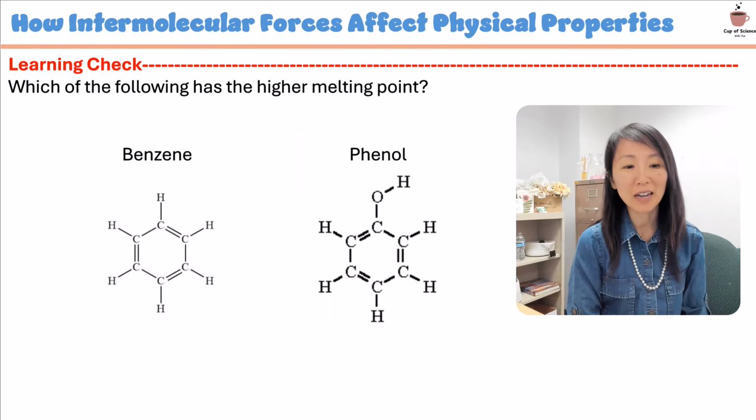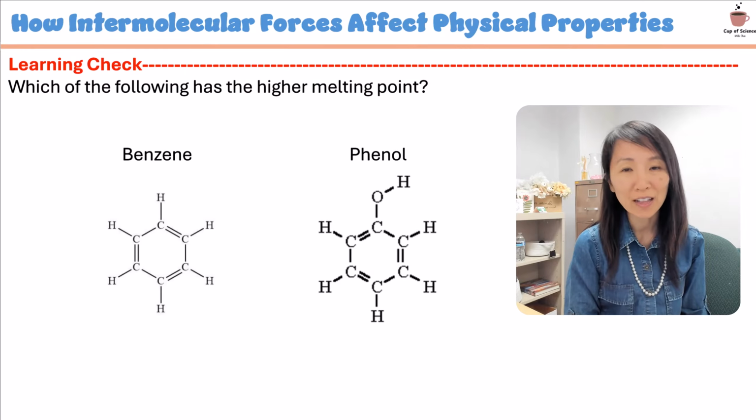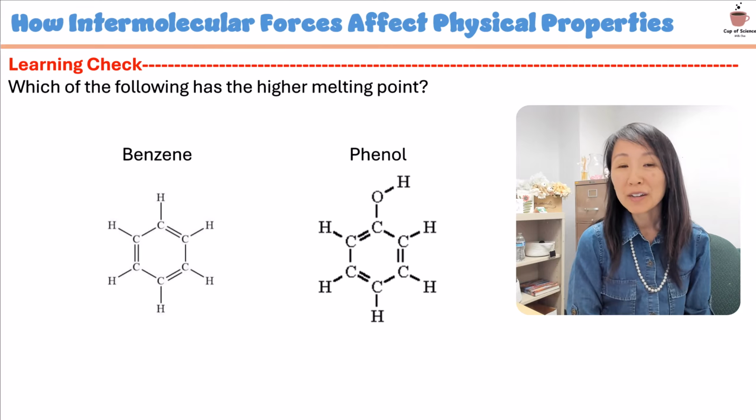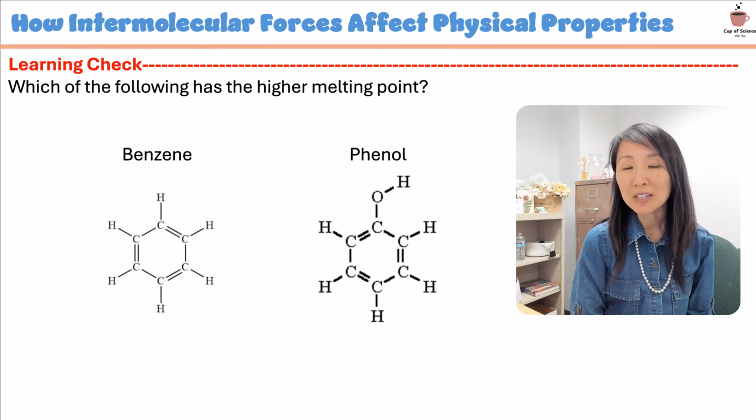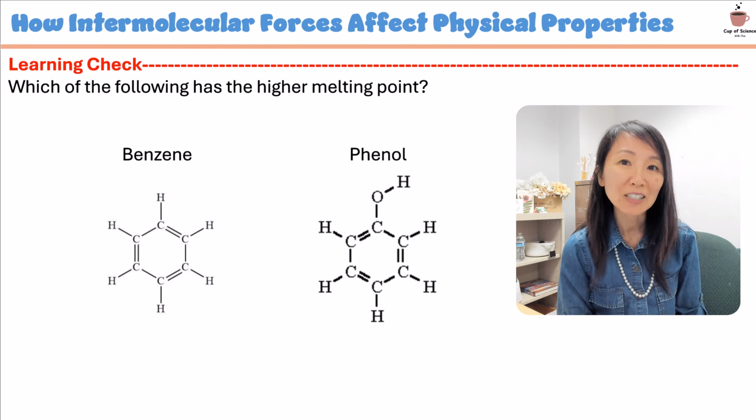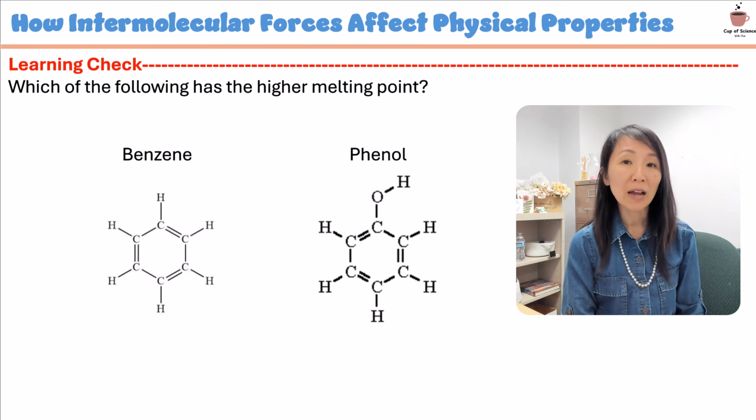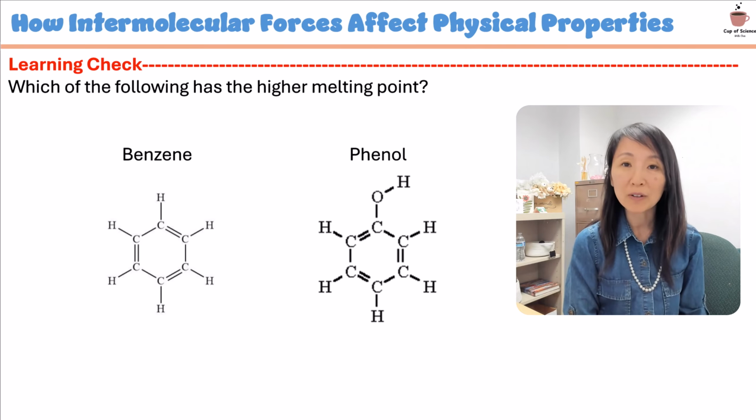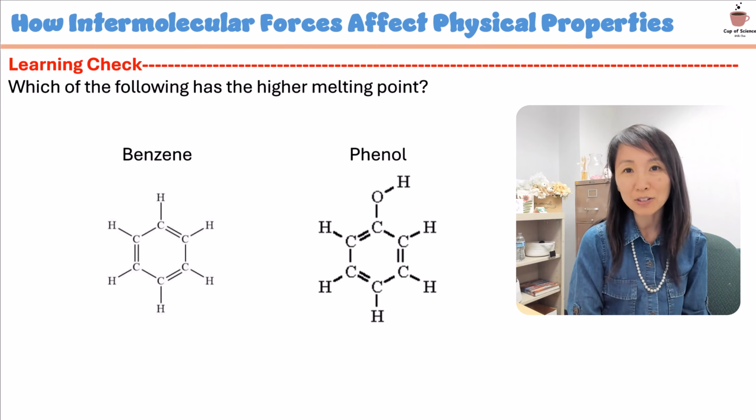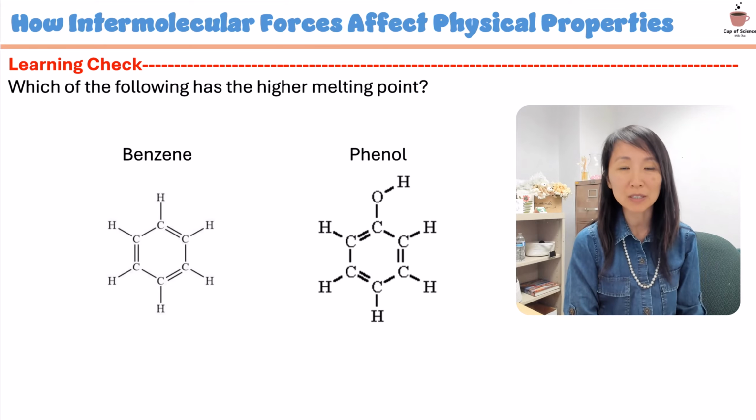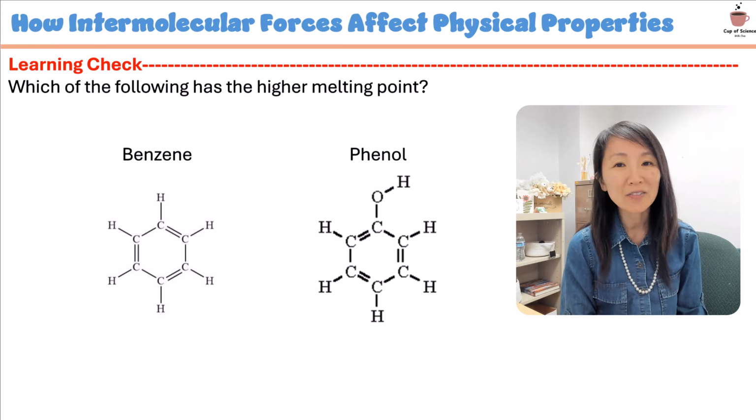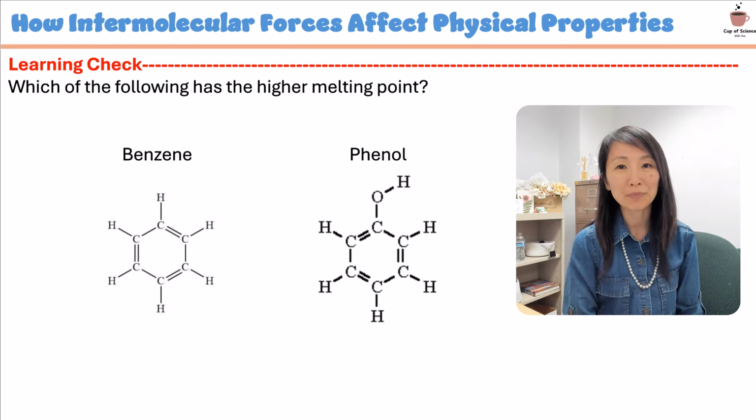Let's do a learning check. Which of the following has the higher melting point, benzene or phenol? I want to give a little hint here. A molecule with just hydrocarbon, meaning only hydrogen and carbon, is a nonpolar substance. Even though one atom has more electronegativity than the other, if it has just hydrogen and just carbon, we consider it a nonpolar substance. Hopefully that gives enough of a hint to solve this problem.